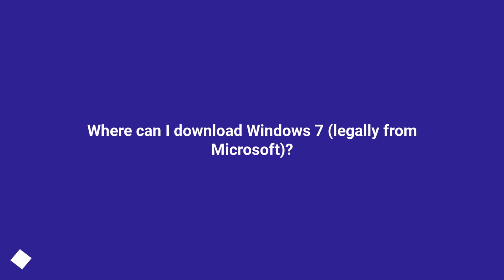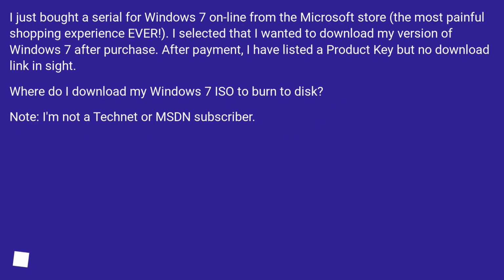Where can I download Windows 7, legally from Microsoft? I just bought a serial for Windows 7 online from the Microsoft Store, the most painful shopping experience ever. I selected that I wanted to download my version of Windows 7 after purchase.